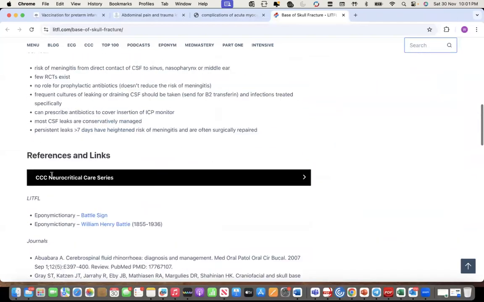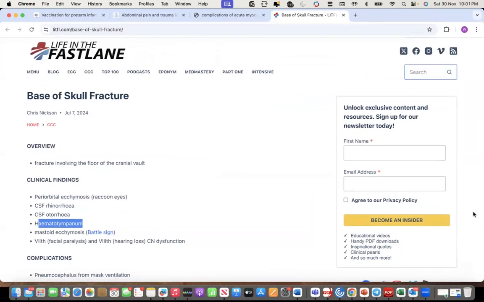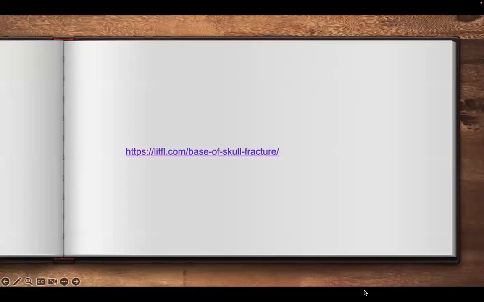The management is obviously surgical. You will refer your patient to the respective surgical team.